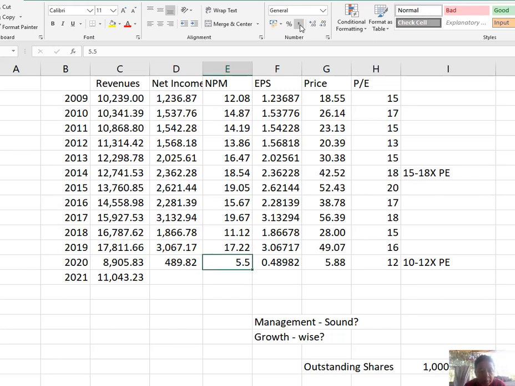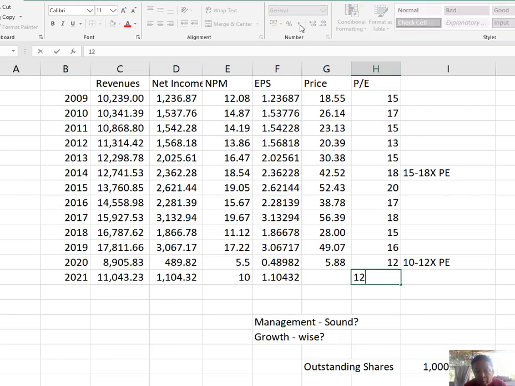So 5.5%, maaring sa susunod na taon, balik na sila sa 10%. So, 1.1 billion, hindi pa rin siya kasing laki ng 2009 version, but maybe the price earnings would still go down for a year. Who knows? Maring 10 to 12 pa rin yan. So, let's say 12 pa rin siya.